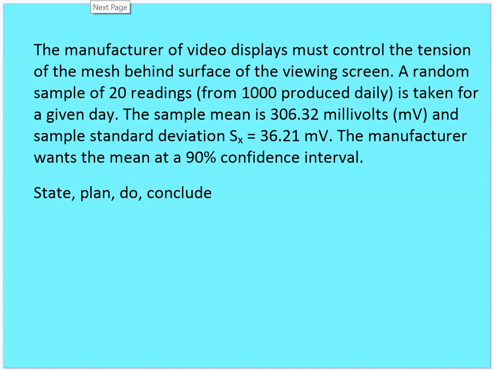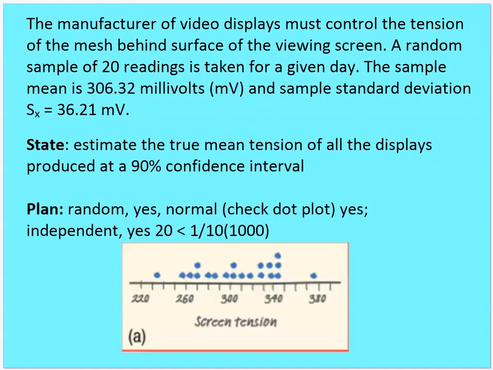And all right, so we want to state, plan, do, conclude. Right, so state: we want to estimate the true mean tension of all the displays produced at a 90% confidence interval. We're given, this is from the book, this dot plot of screen tension. And so we're going to say it's relatively normal.